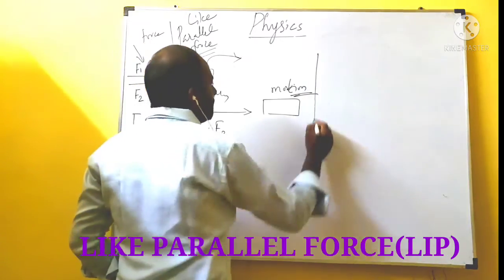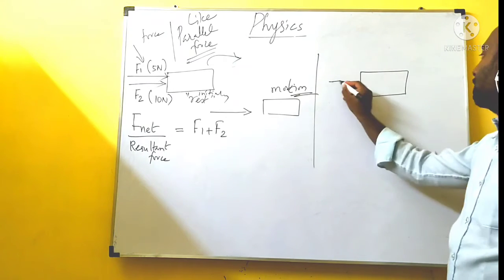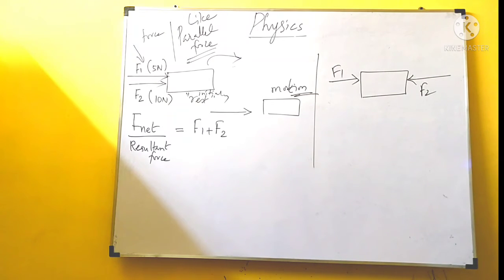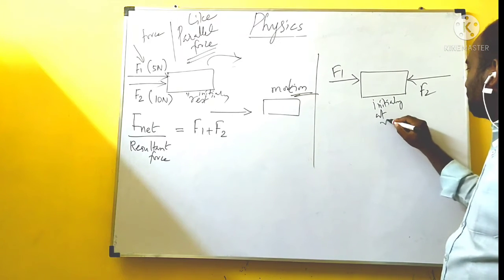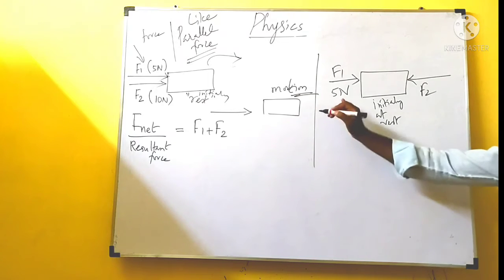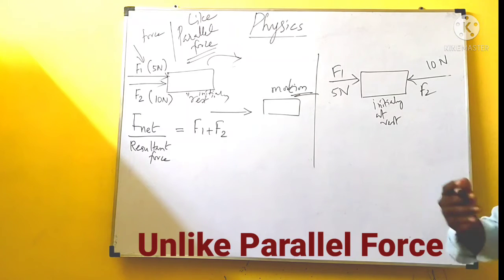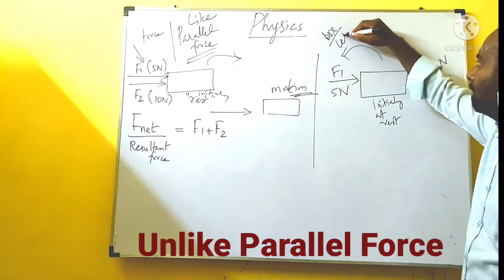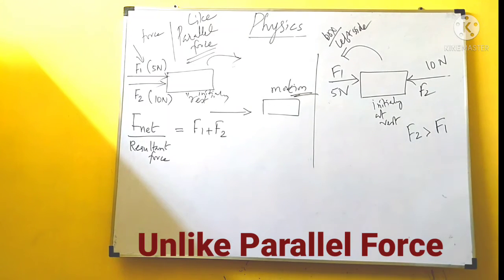F1 plus F2. See, one more condition here. If you imagine this is an object, here F1, a force, is acting here, and F2 is acting here. What will be the condition? Initially it is at rest. Suppose this force is 5 Newton and this force is 10 Newton. What will happen? Yes, this object will start to move to the left side. This box will move to the left. Why? Yes, F2 is greater than F1.